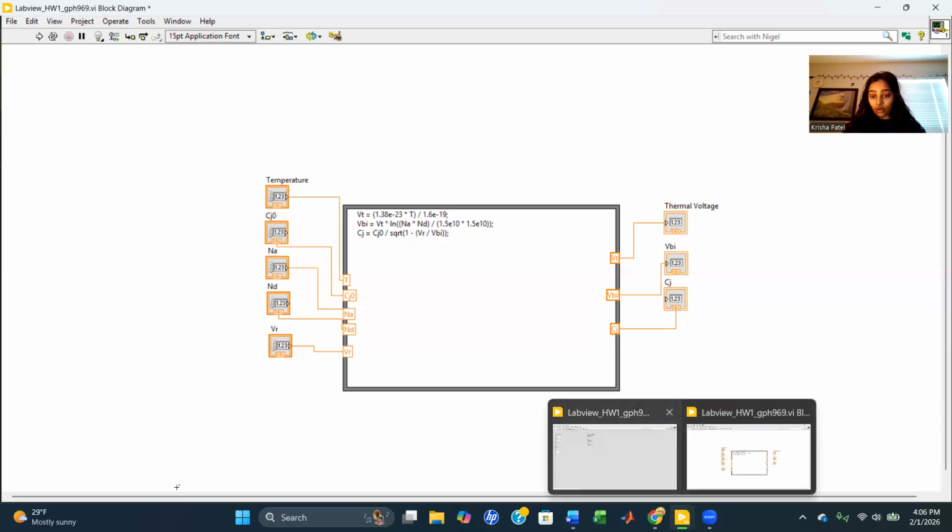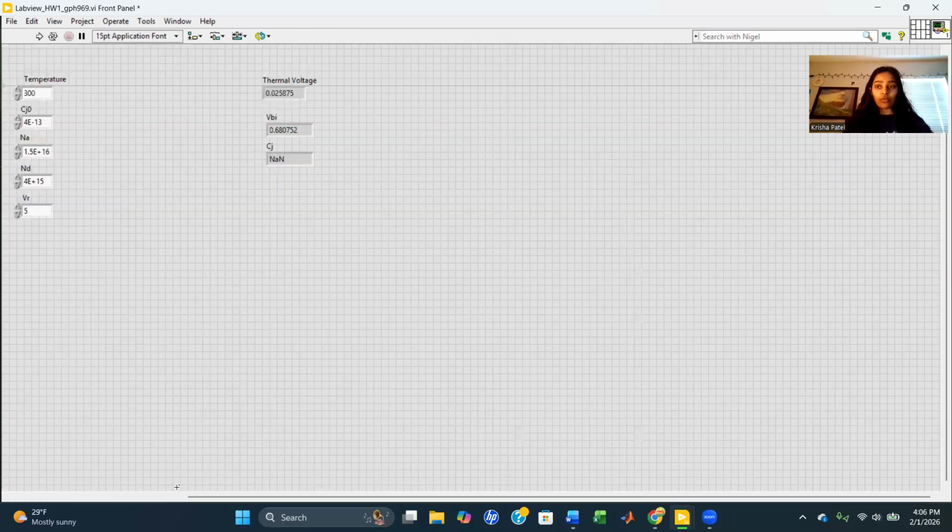So now I'm going to move on to our front panel. As you can see, there are our 5 inputs on the left and our 3 outputs on the right. For VR, our value has to be less than 0. So I was sure to set a limit on that block, so that if I put in a value above 0, it simply would not run as intended.